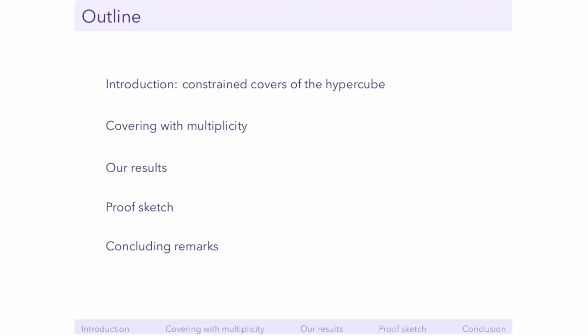So just to give you an outline of what I'll be doing, I'm going to start with just an introduction about some problems along the lines I'll be talking about, constrained covers of the hypercube. And I want to give you some motivation about why these questions arise naturally in connection to various other fields of math. Then I'll move on to the main question I'll be discussing, which is this covering with multiplicity question. Then I'll tell you about our results, and then most of the second half of the talk will just be giving you a hopefully more or less complete proof of our main theorem, and then I'll wrap up with some other open questions. So let's get started.